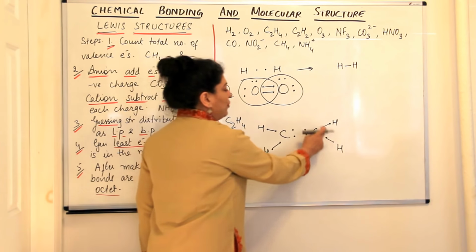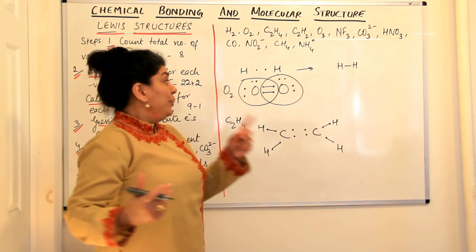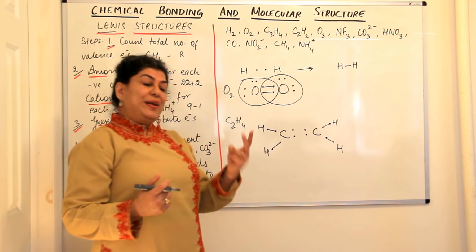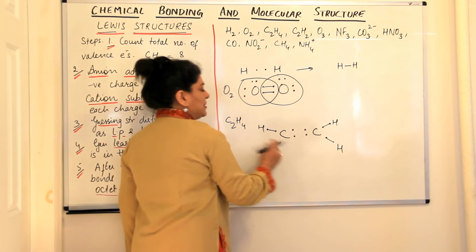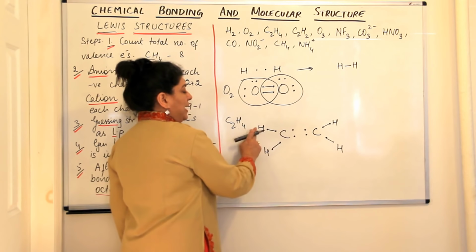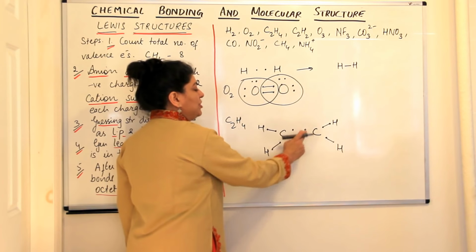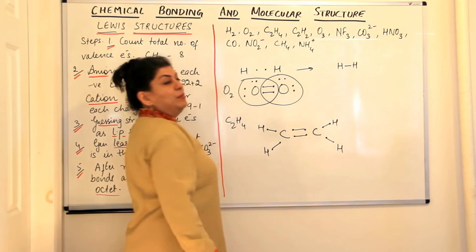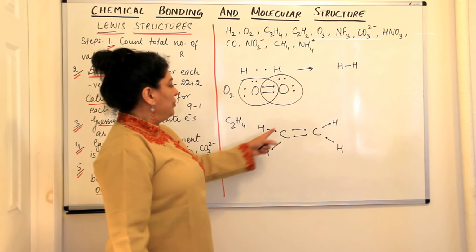So now carbon has four electrons plus two electrons of hydrogen, which makes it six electrons. Carbon still needs two electrons. So in order to get those two electrons, it should form two more bonds. And that it does with this. The situation is the same with this carbon. It has four plus two, that is six electrons. It needs two more. It's easy. Both the carbons should form a double bond here. So the structure of the ethene molecule would be like this.